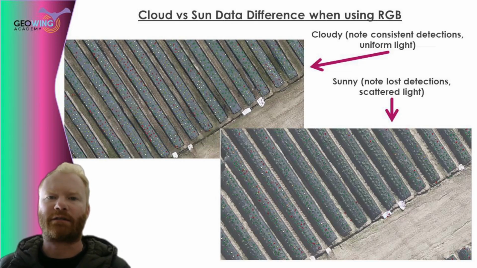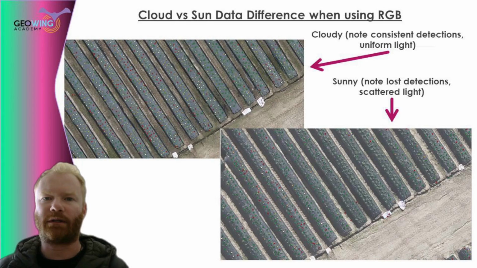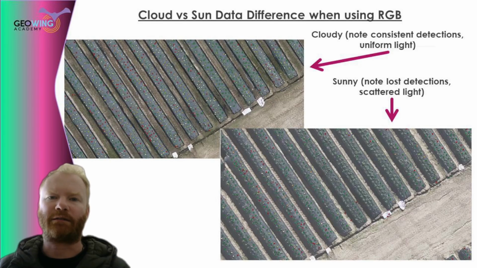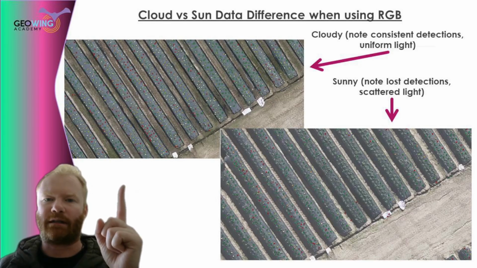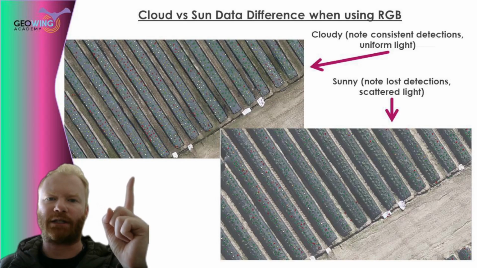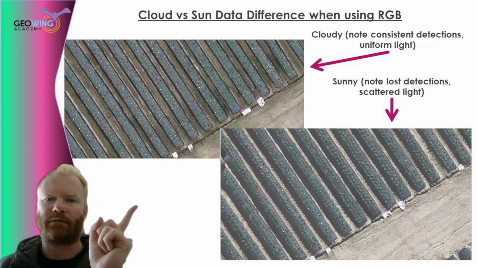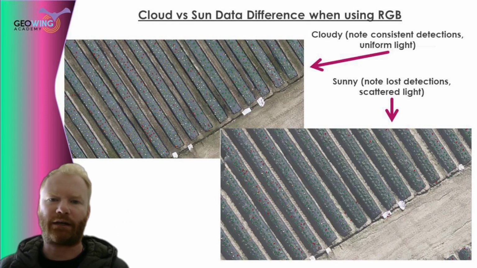But there are some things to consider. So the initial data set was flown on a cloudy day, and this has a big effect on the amount of shadow that's found within the drone map. So as you can see between the two different maps here, the above one being cloudy and the one to the right being captured on a sunny day, the amount of shadow is quite different. This has an influence on the number of detections that the machine learning algorithm is able to determine. This is because shadow often gets confused with green.